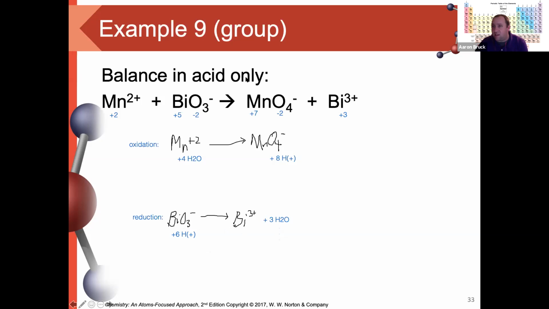And then my last step is to balance electrons, to balance charge using electrons. So very similar to the process that we did before. I need to draw a line down the middle.